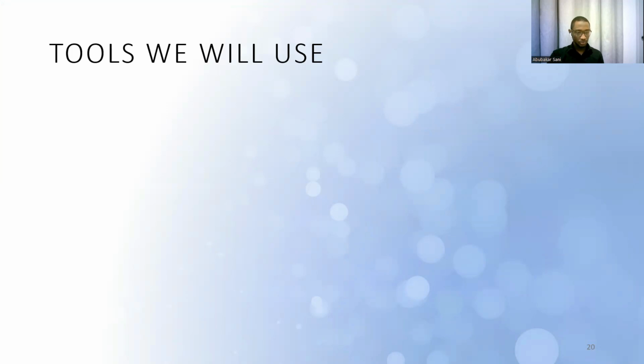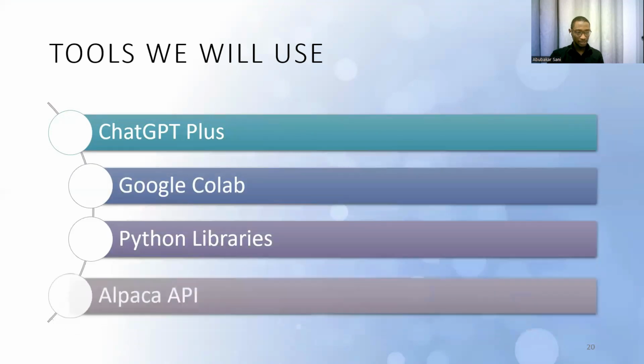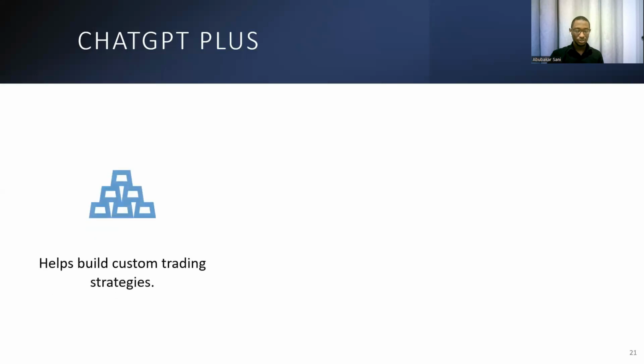Tools we will use when building a trading bot: we will have ChatGPT Plus, Colab, Python libraries, and then the Alpaca API. So what is ChatGPT Plus? Everybody now, I'm sure, is aware of this tool. It is also a natural language processing tool. Of course we are going to use it, but that is not the main usage for it in this regard. Yes, it could be used to generate code.